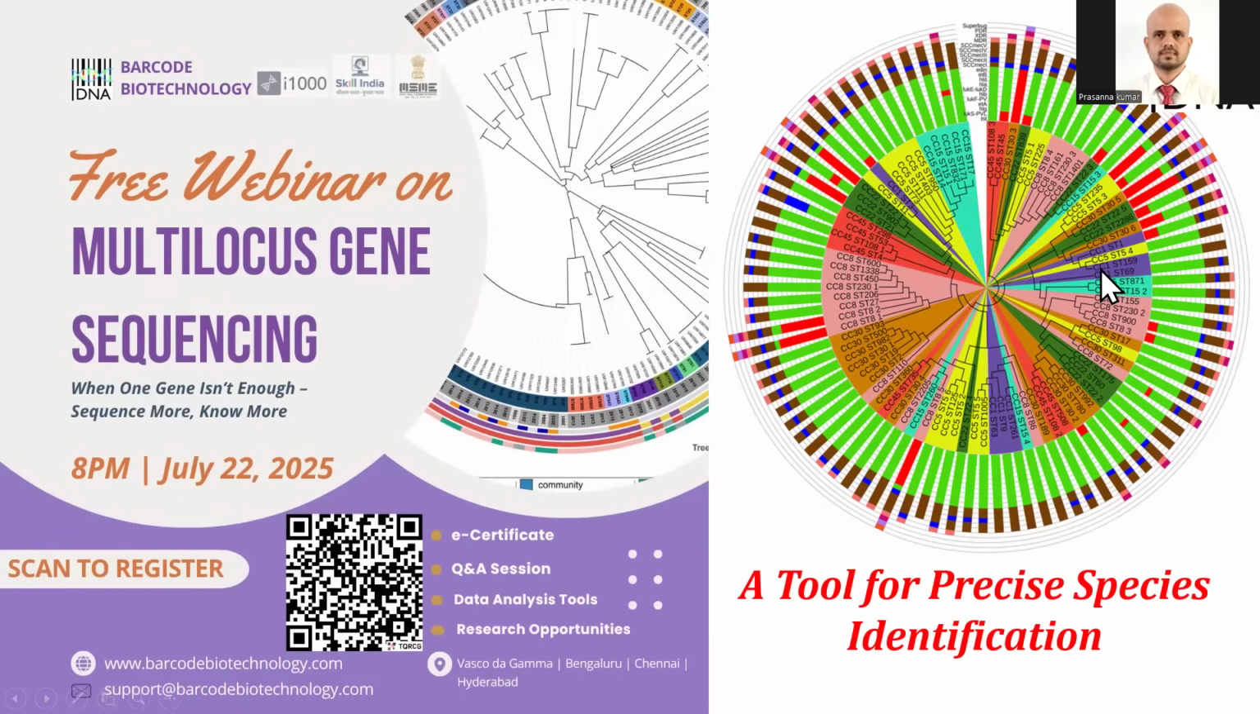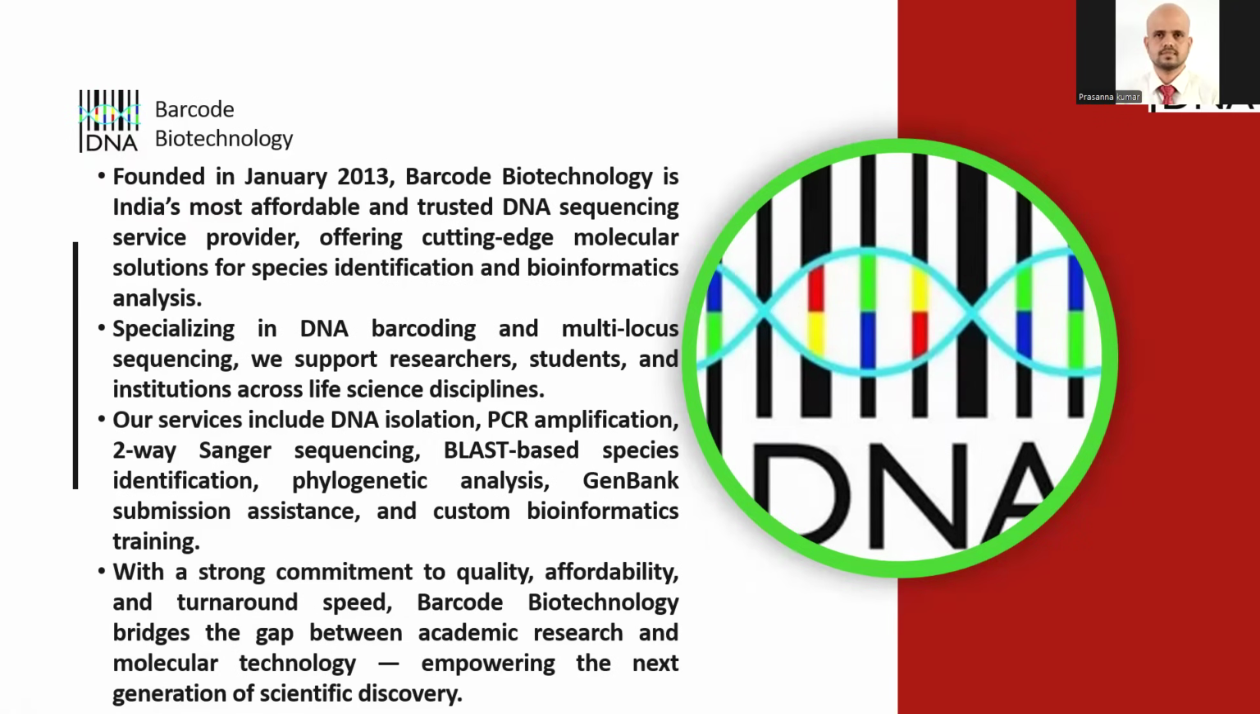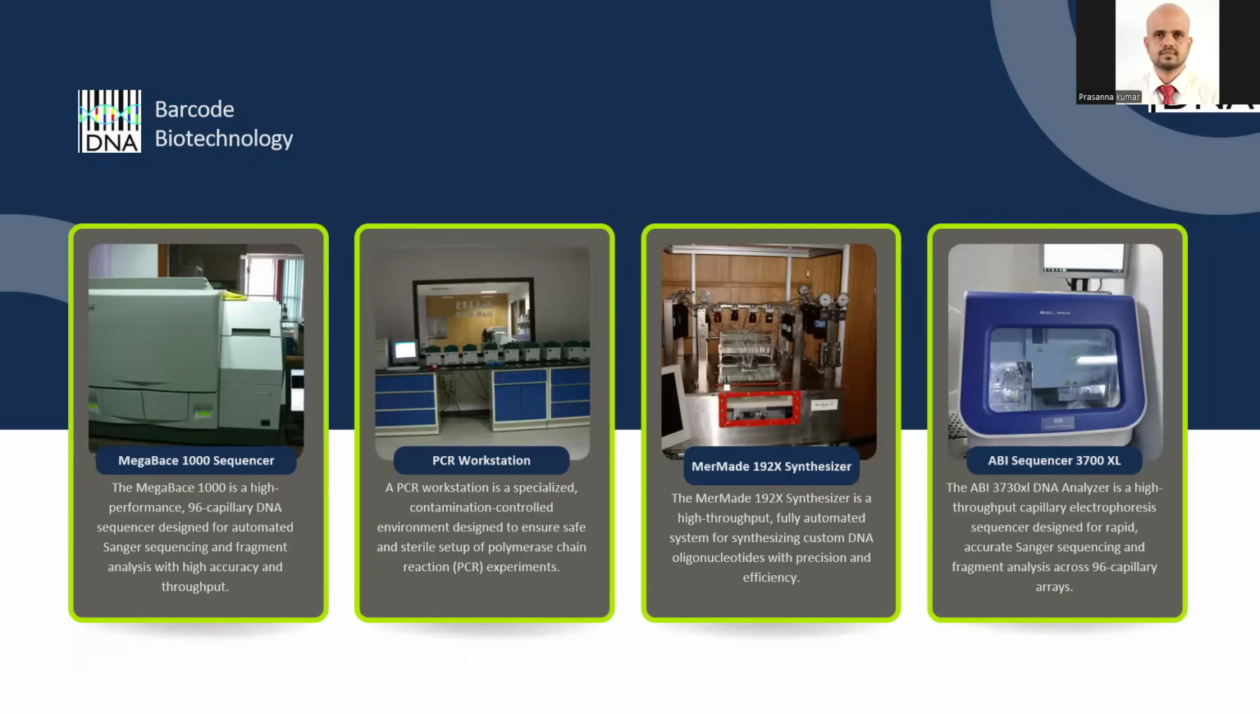Before we get into it, I want to introduce Barcode Biotechnology. They are a DNA sequencing company founded 15 years back, and they are the most affordable DNA sequencing service provider in India. Those in final year UG and PG will know that for basic identification and many more assays, they need to sequence their samples. These are the machines used at Barcode Biotechnology for the sequencing reactions: a Megabase 1000 sequencer, PCR workstations, a Mermaid 192X synthesizer that synthesizes PCR primers, and an ABI sequencer.